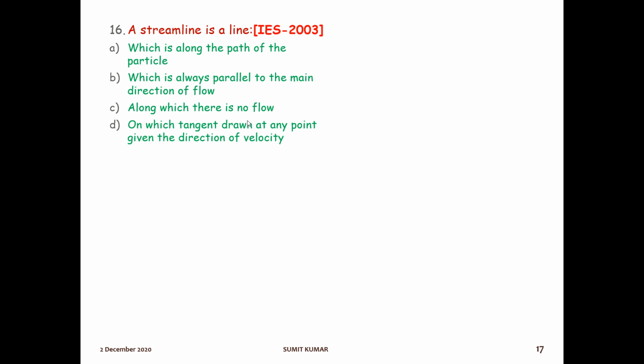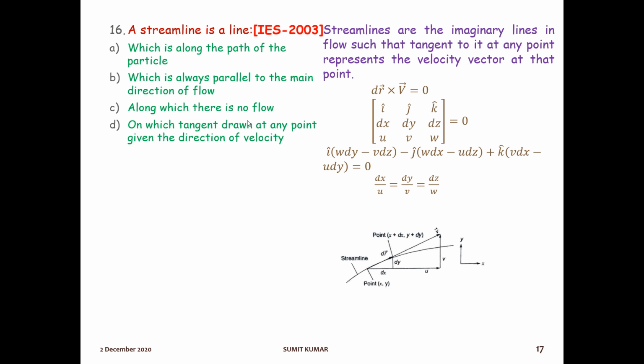Here the next question: a streamline is a line. So what is the streamline? Already we know the definition of a streamline. The streamlines are the imaginary lines in flow such that the tangent at any point represents the velocity vector at that point. Here you can see this is the velocity line of V. So at any point the tangent will give you the streamline.